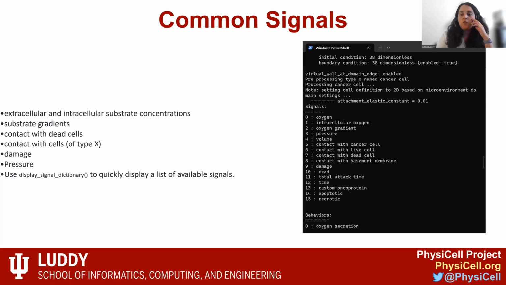So the basic default project that uploads starts with PhysiCell. That's heterogeneity. And if you display the signals for that, these are the signals that are available: oxygen, intracellular oxygen, oxygen gradient, pressure, volume, contact with cancer cells, and so on.